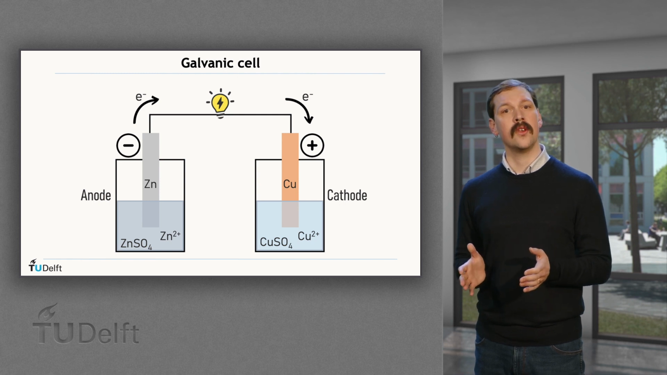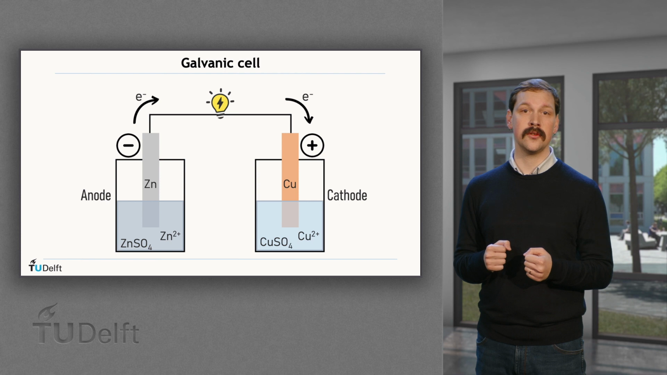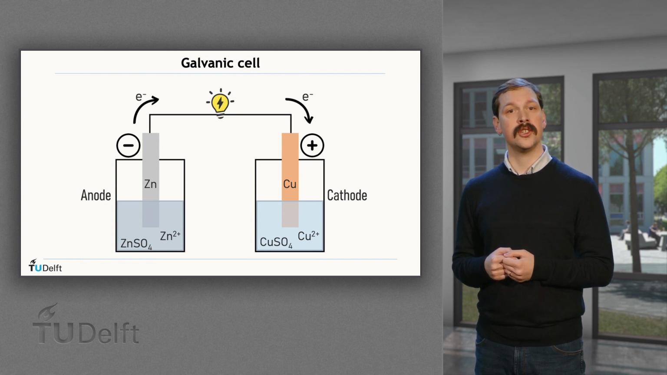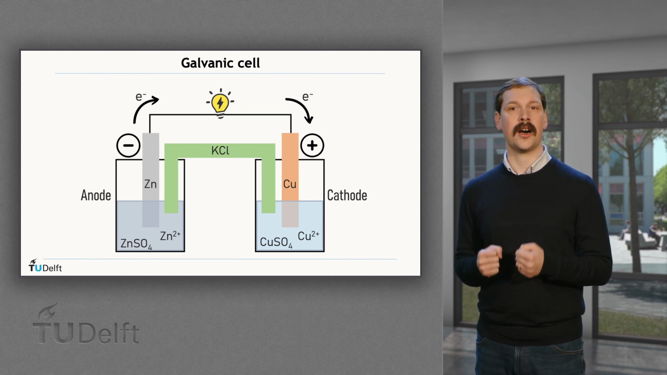Now we have a problem. We are moving electrons, which means that we are moving charge. This means that the electrolyte solution of the anode will be enriched in cations, since zinc 2+ is created, and the electrolyte solution of the cathode in anions, since copper 2+ is consumed. To balance the charges in the solution, a salt bridge is used to connect them, where the anion and cation of a chosen salt will flow to the right electrolytic solution to counterbalance the created charge imbalance.